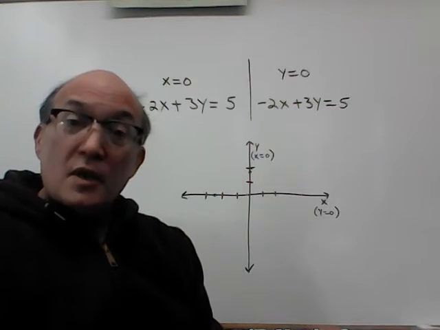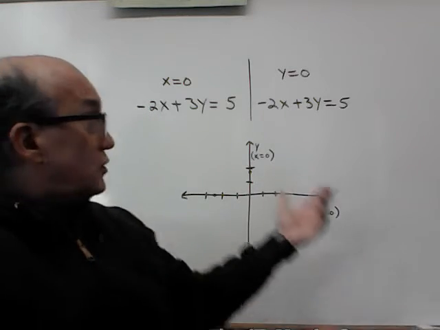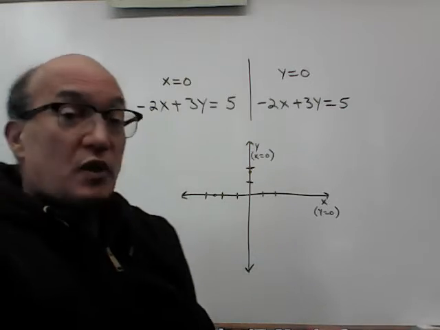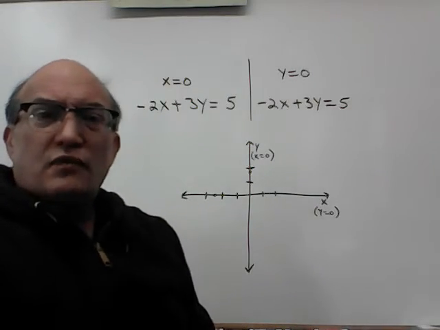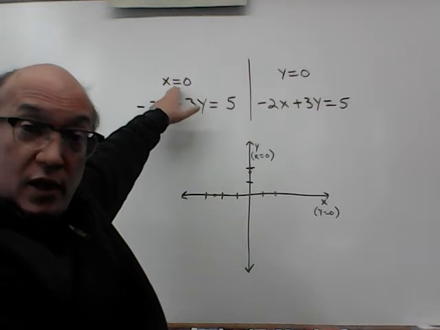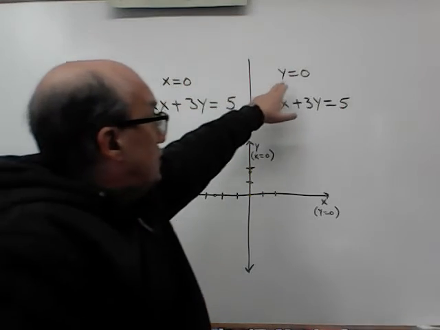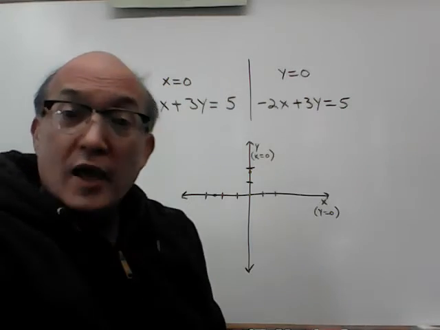In each system, one line is the same: negative 2x plus 3y equals 5. That's, of course, in standard form. In the first system, the other equation is x equals 0. And in the second system, the other equation is y equals 0.